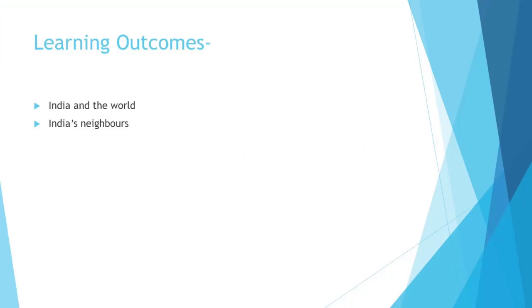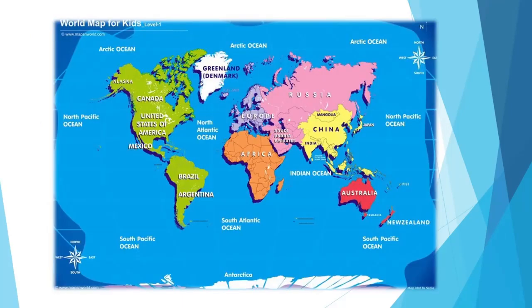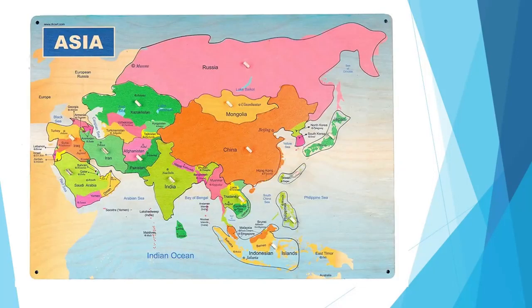Children, in our previous class, we have learnt about India's location and size on the globe. Now let's look at India's location in relation to other countries on the map. Can you make out from the map in which part of Asia India is located? As you can see, India lies to the south of Asia. It is centrally located between East and West Asia.